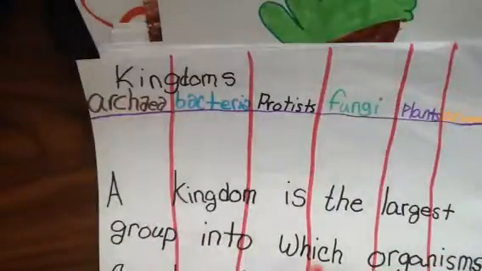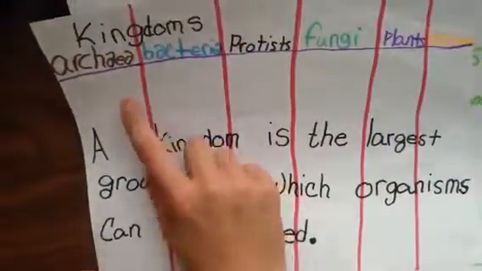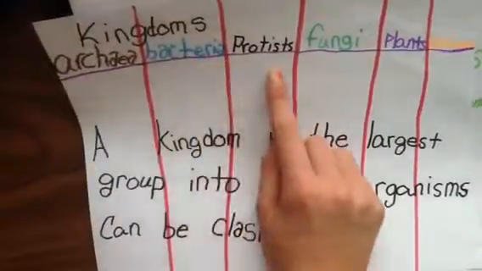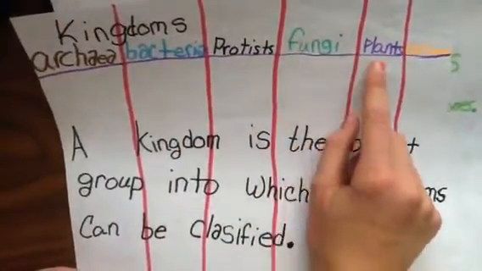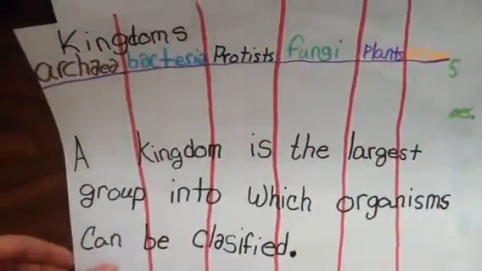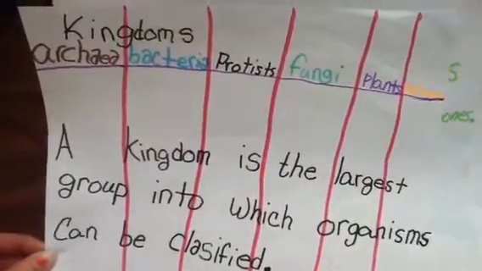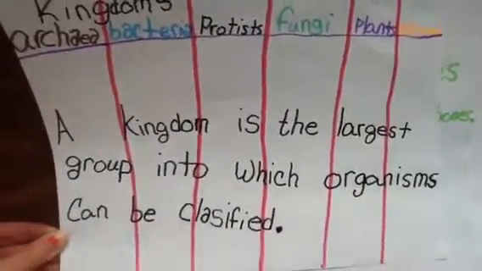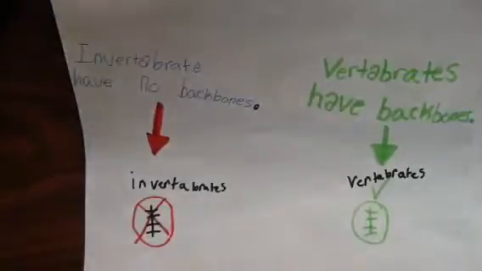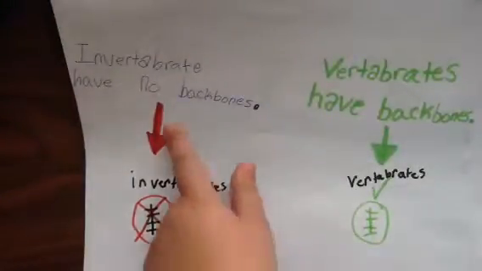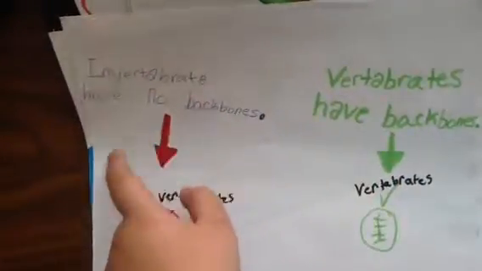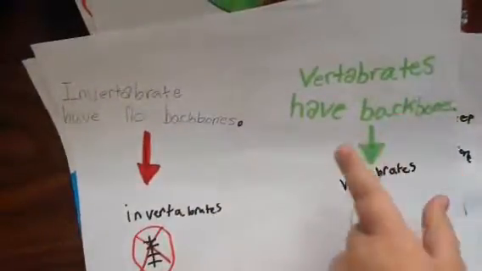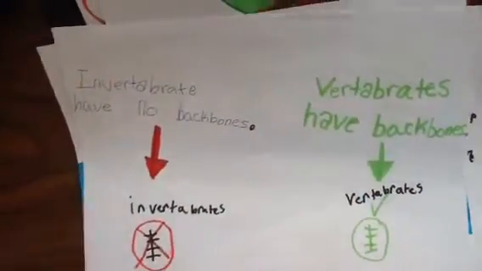So these are the kingdoms. There is archaea, bacteria, protists, fungi, plants, and animals. A kingdom is the largest group into which organisms can be classified. Invertebrates and vertebrates. Invertebrates have no backbones. Vertebrates have backbones. So vertebrates would be like a cat and a dog. Invertebrates would be like a worm.